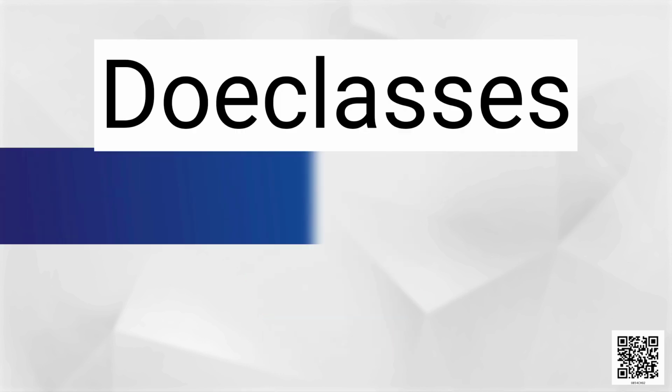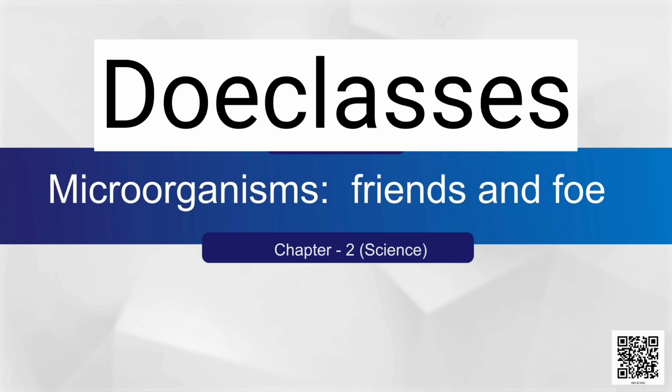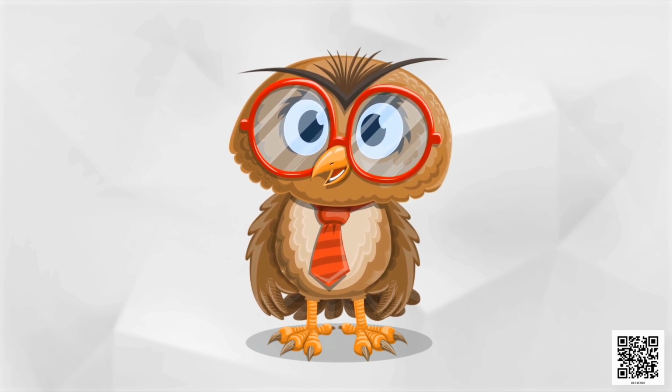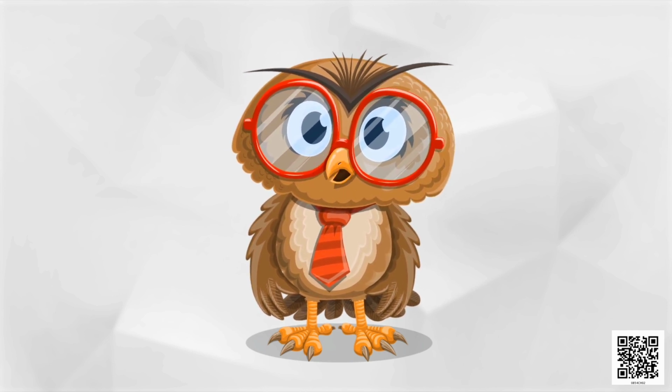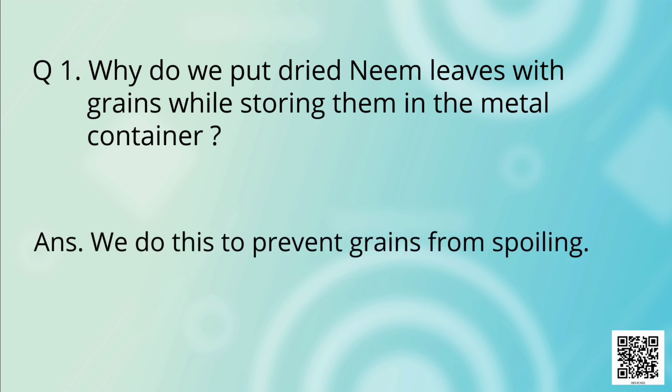Today we are going to take chapter number 2, class 8 science, microorganisms, friends and foe. Students, before starting the chapter, I will ask a few questions from you. First question, why do we put dried neem leaves with grains while storing them in the metal container? Yes, answer is very simple. We do this to prevent grains from spoiling.